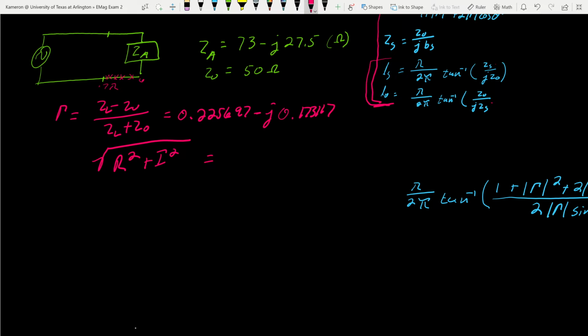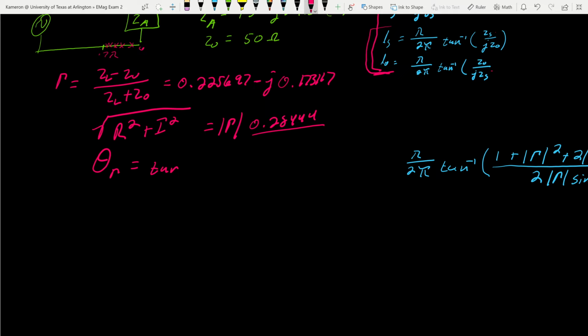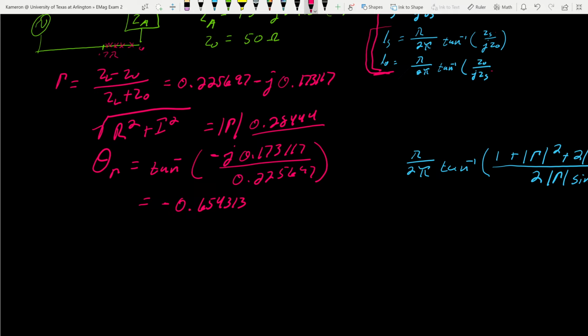So this is equal to a value of 0.28444. And theta of gamma, which we also need, is arctan of the imaginary over the real. So that is j0.173117 over 0.225697. This gives us a value of negative 0.654313. We'll need this for later, and we need these values later.